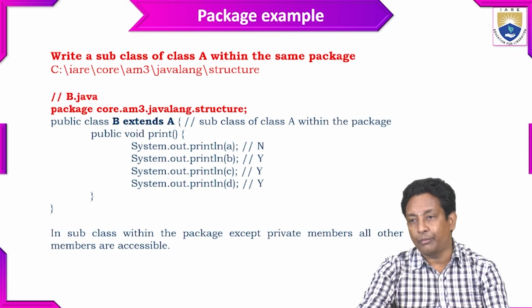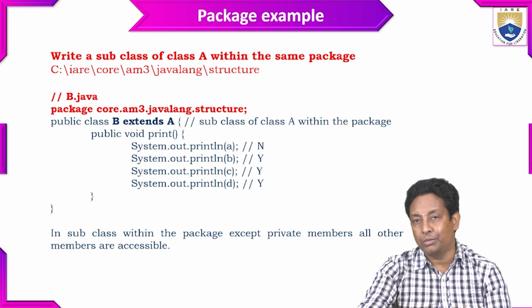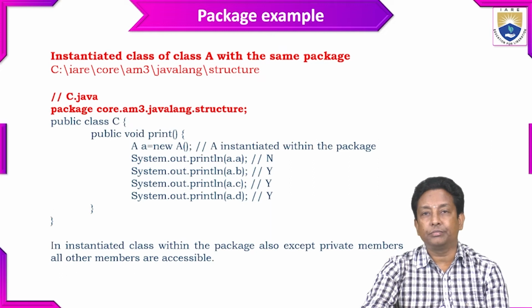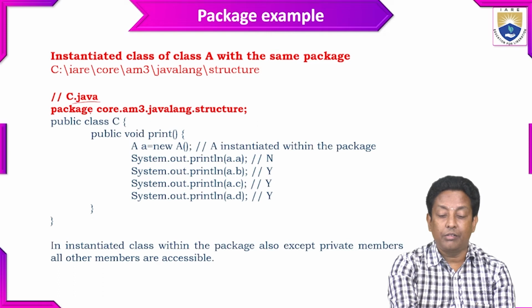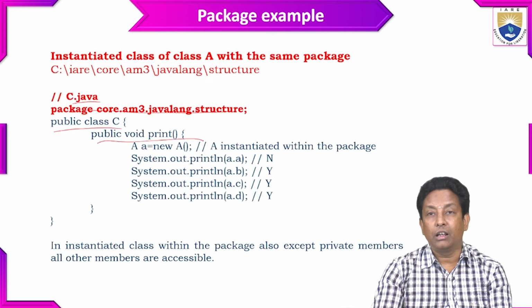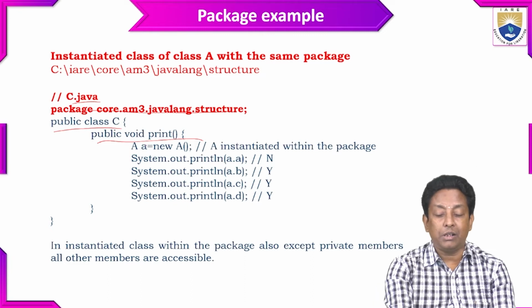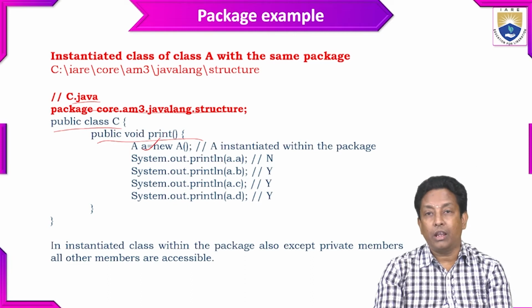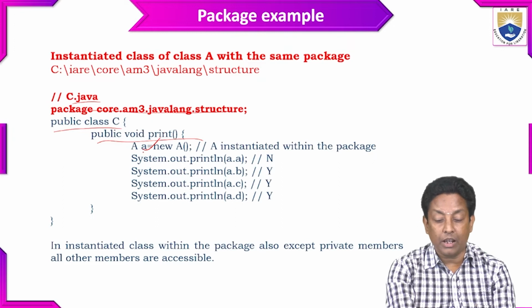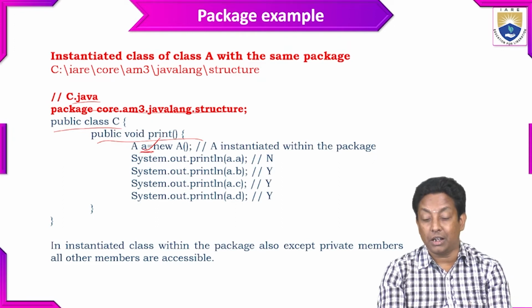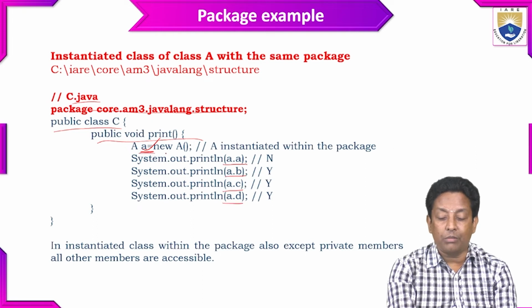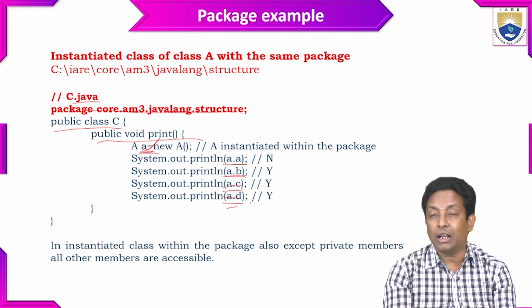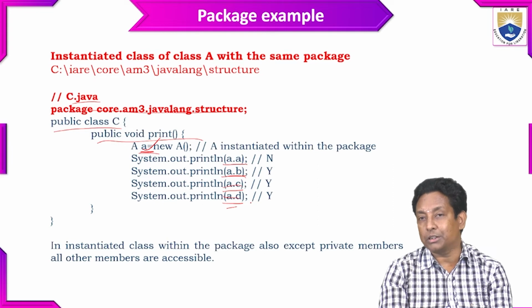The next way of making the class usable is by instantiation. So in the same directory, I'm writing C.java. The same package declaration, public class C, public void print. In the print method, I'm instantiating class A. A a = new A(). The class is instantiated. a.a, a.b, a.c, a.d. With the object dot, the A, B, C, D variables are accessible. All four variables are accessible.